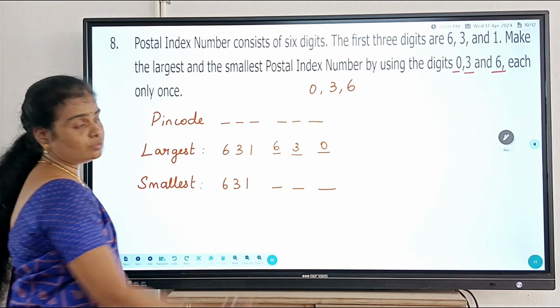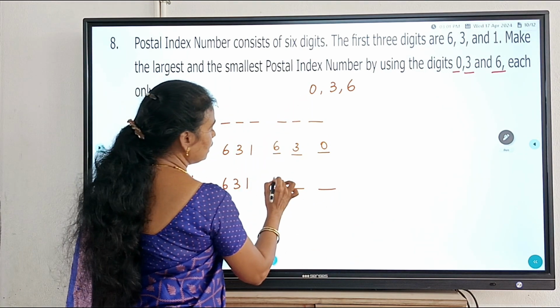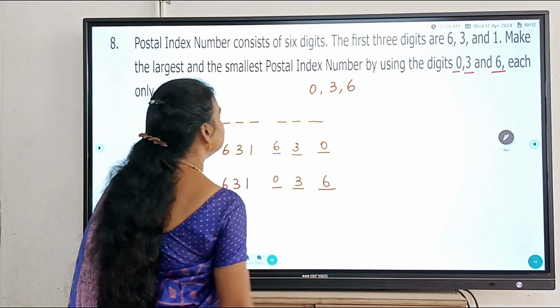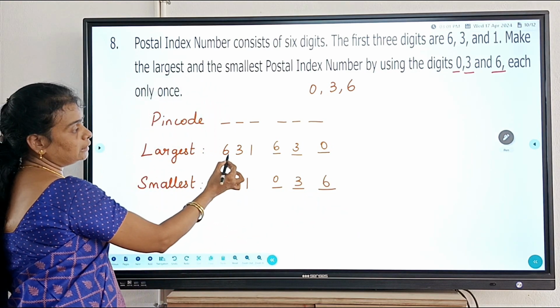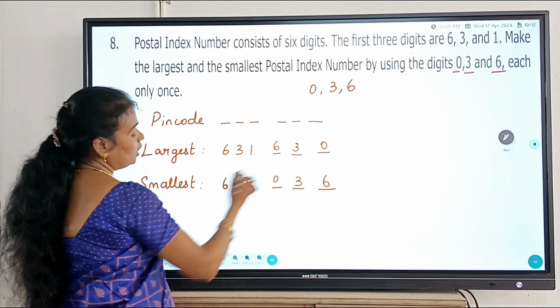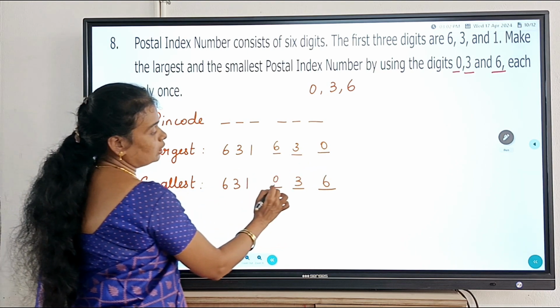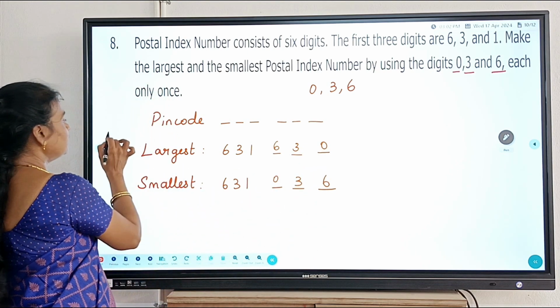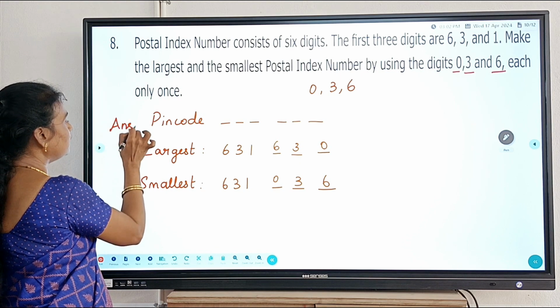So how can you arrange which is the smallest one? It is 0, 3 and 6. So the largest number will be 631630 and the smallest will be 631036. And this is the answer for this 8th one.